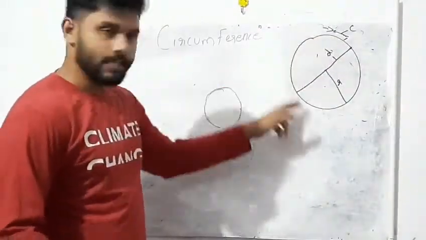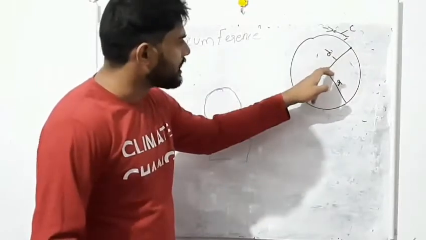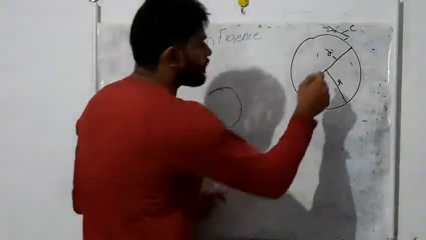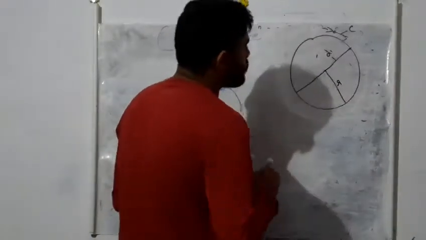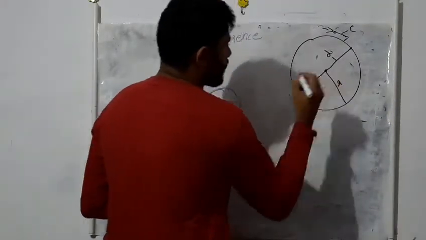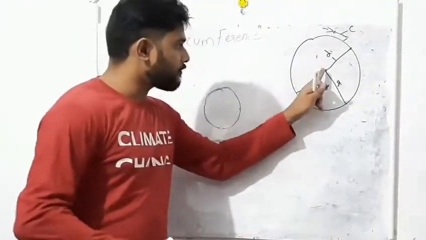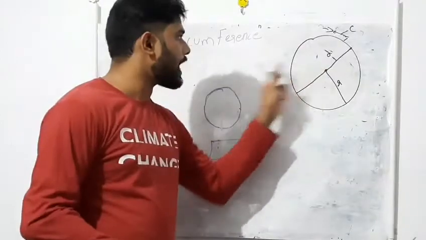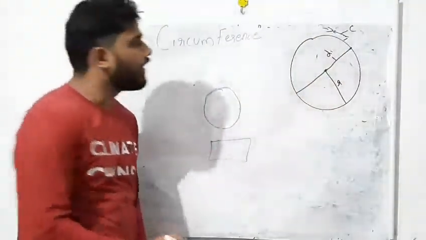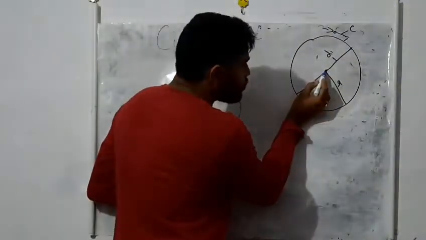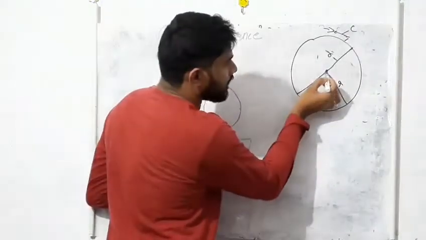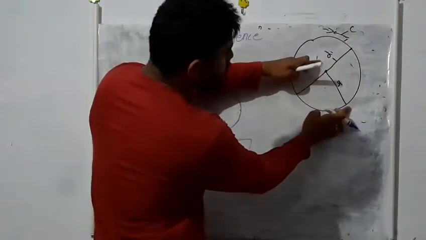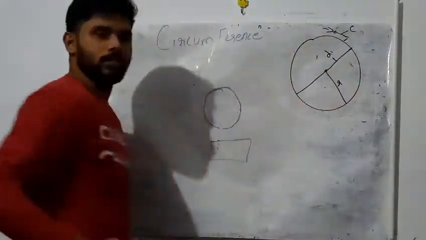Radius means, you can see a circle here. From here, the center point, this is the center. This is the circle. The center point of the circle is this. You can see that one. From the center, all the sides have the same length. Clear? From the center point to any point of the circle, the length is known as radius. That means from center to any point of the circle.